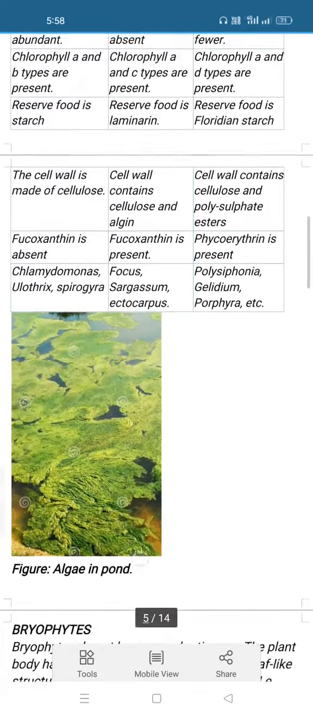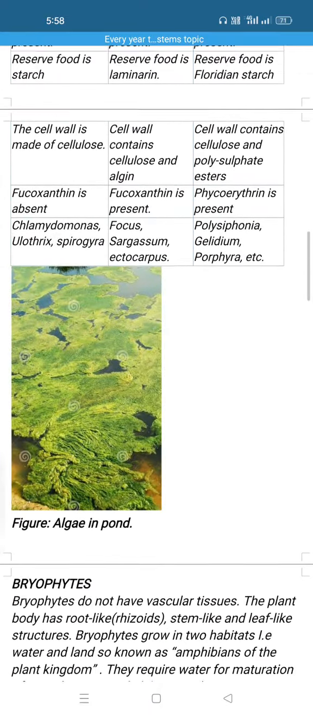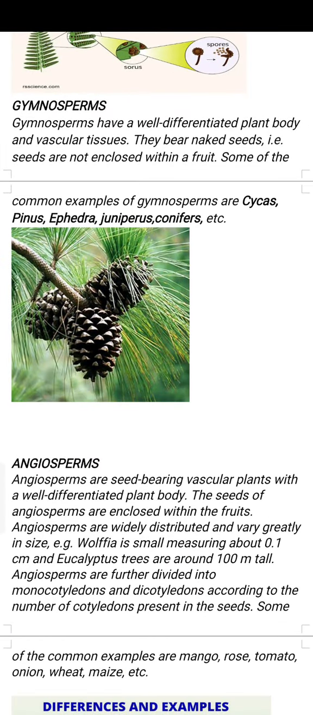And now coming to the plants which have vascular tissue and which produce seeds, but naked seeds, they belong to gymnosperms. The common example is Pinus. Very common in our place, this species also. I have enclosed the picture. This is pine's seed.